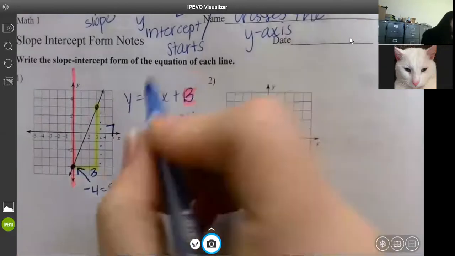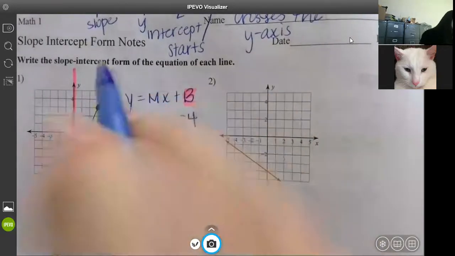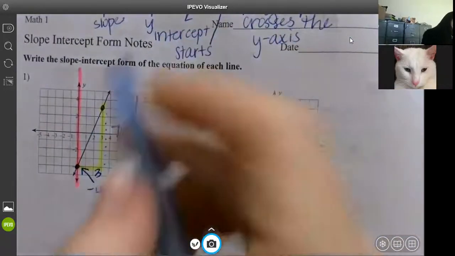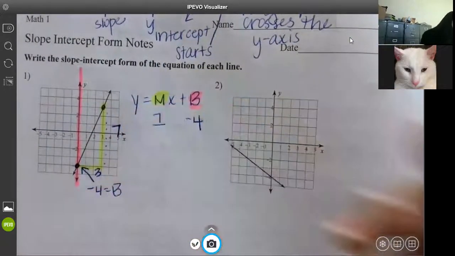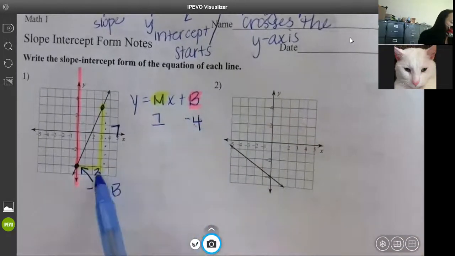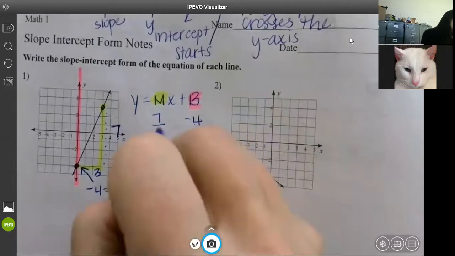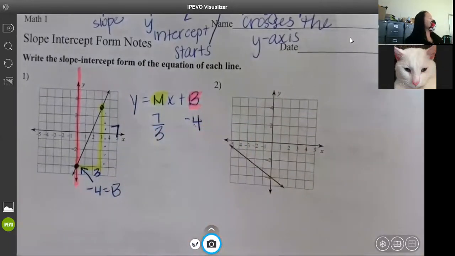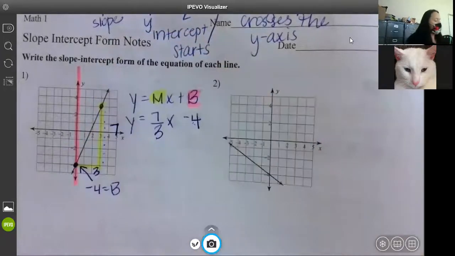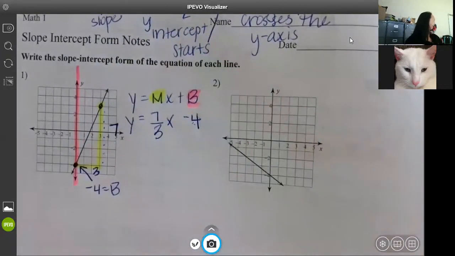Positive. So what was our rise? 7, and our run was? It was what? Look at it one more time. -4 was our y-intercept. What was our run on our triangle? 3. Those are the 2 things you need. Fill it in with y equals and the x. That's it. Okay, so the only new thing that we did is the y-intercept, finding the y-intercept.